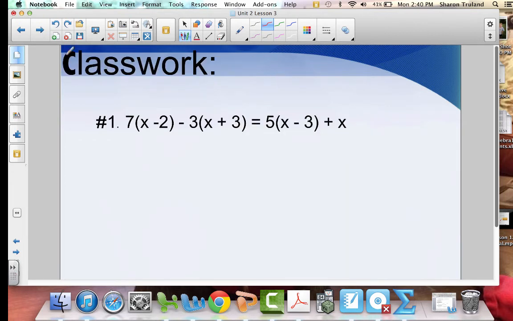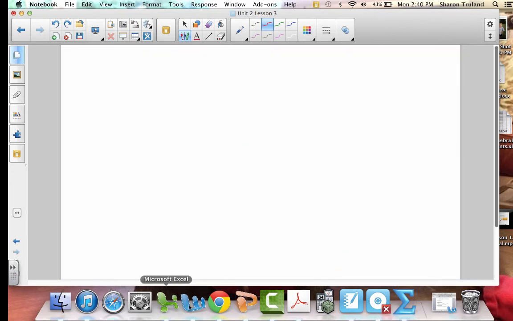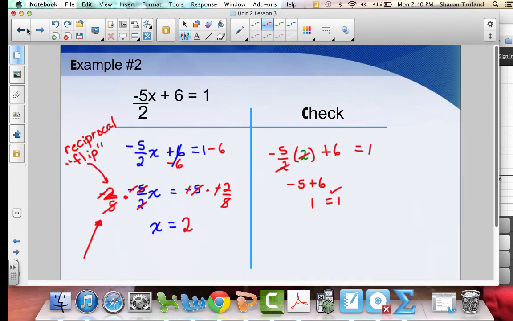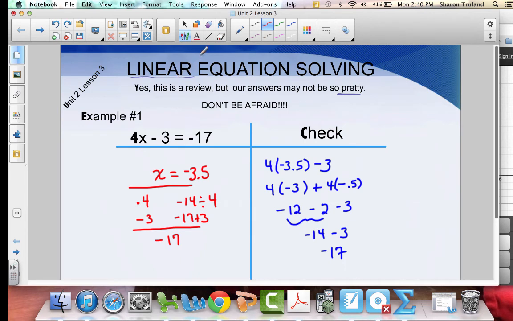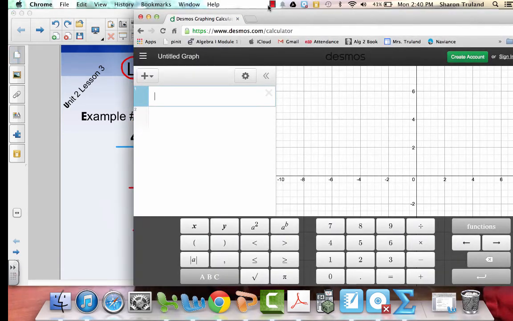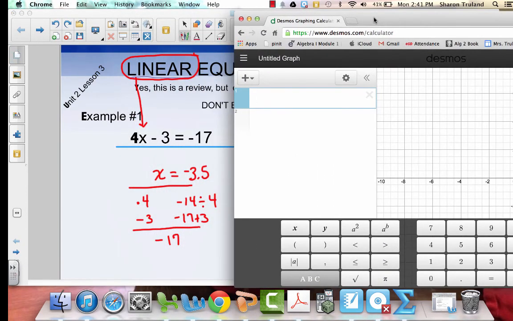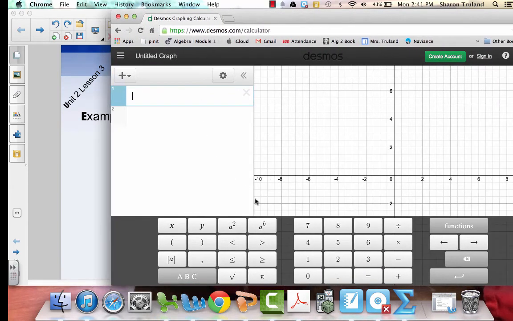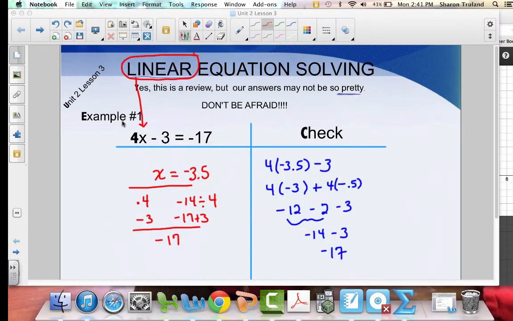All right. Now I want to show you something here. Give me a second. Remember when I said that these were linear? Well, this is a line. And I'm going to go to my friend Desmos, the calculator, and I'm going to type that in, 4x minus 3. Now you may be saying, wait a second, Mrs. Trulin, there's more to it than 4x minus 3. That's right. It says it equals negative 17.